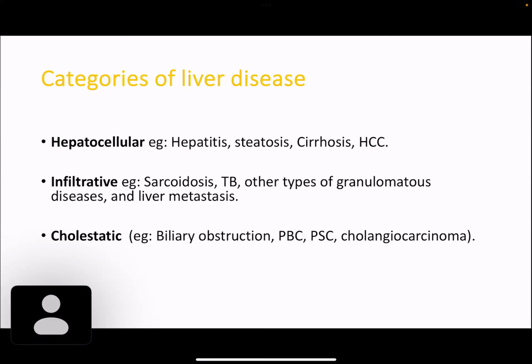Infiltrative are conditions characterized by having granulomas, like sarcoidosis, tuberculosis, and liver metastasis. So cholestatic are conditions that can affect the bile ducts, as I said before, either inside the liver or outside the liver.